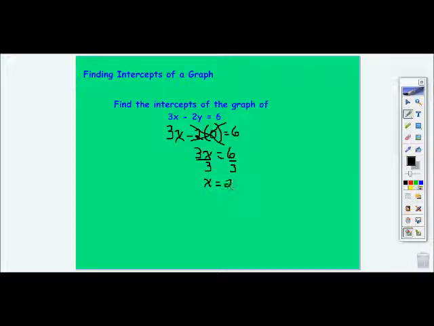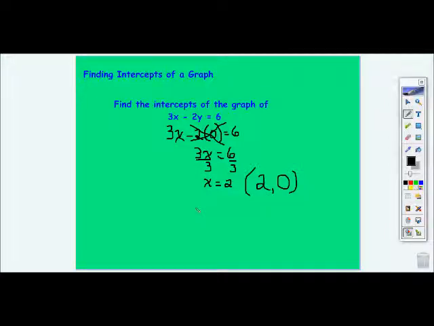Now, if we're going to write that as a coordinate point, it is going to be (2, 0), because we just said that x was going to be 2, and our y value that we had substituted in was 0. This is kind of input-output as well. When we input 0, the output is that we solve for x equaling 2.